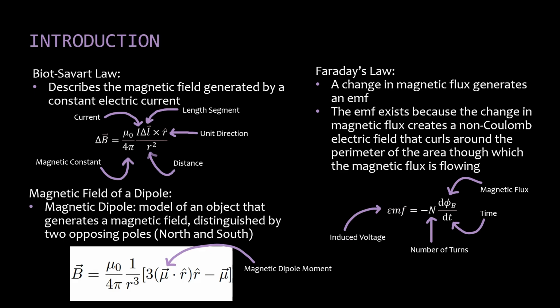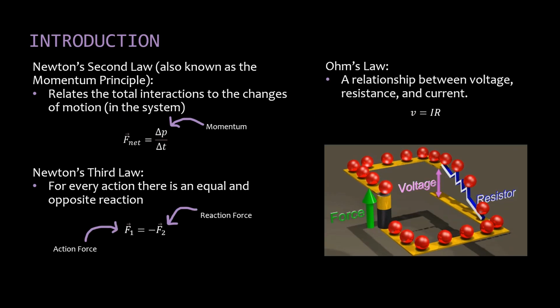Now, Faraday's law is a change in magnetic flux generating an EMF. The EMF exists because of the change in magnetic flux, creating a non-Coulomb electric field that curls around the perimeter of the area through which the magnetic flux is flowing, and is represented by this equation right down here. The induced voltage is equal to the opposite of the number of turns times the derivative of the magnetic flux over time. There's a few more concepts to start the lab.